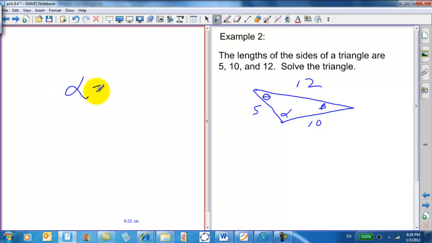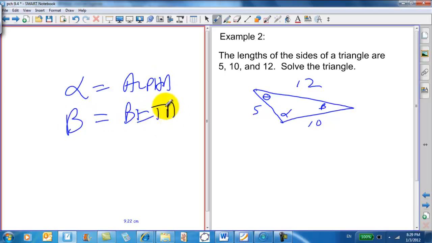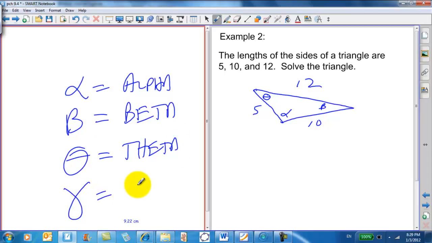Alpha, beta, is where our word alphabet comes from, and theta. These are very commonly used. Occasionally you might find me using a gamma. Some Greek letters you get used to looking at.